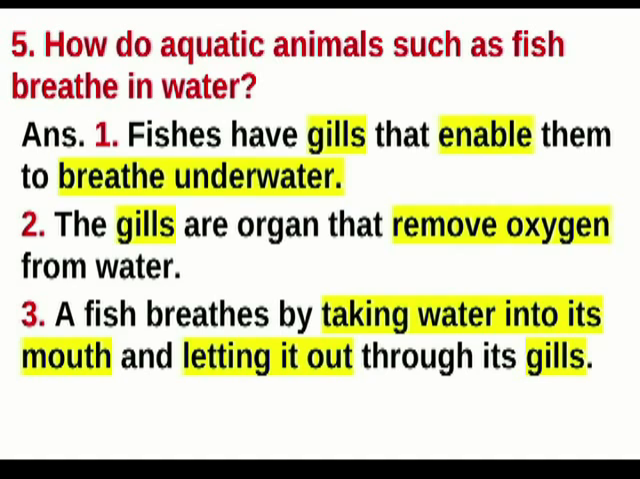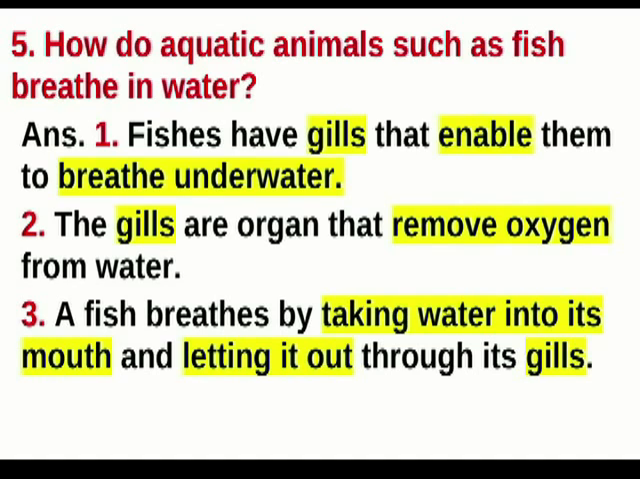Question number 5: How do aquatic animals such as fish breathe in water? The answer is fishes have gills that enable them to breathe underwater. The gills are the organs that remove oxygen from the water. A fish breathes by taking water into its mouth and letting it out through its gills.